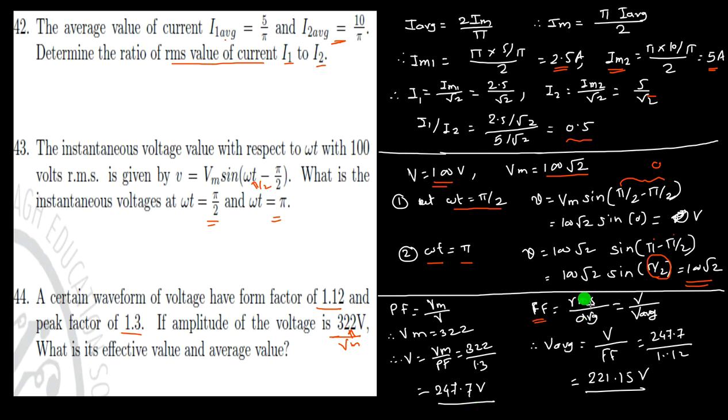From the form factor, it is RMS upon average, so V upon V average. So V average is V divided by form factor. So V is calculated, and this V is substituted over here. Substituting the form factor value, you will get the average value as 221.15.